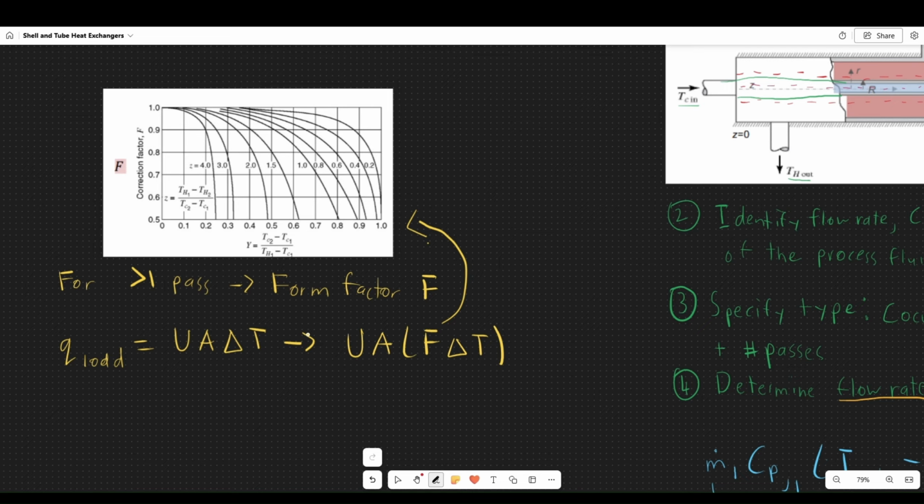And the way we read this graph is, okay, we have a certain y that we calculated, and these are the different z's. So this is z equals 4, this is z equals 2, and all the way down to z equals 0.2. And you can read this graph, let's say that we have a y of 0.5 and a z of 1.5, right? So we go here to 0.5, we go across, this is the curve for 1.5. And so we go over and our form factor is 0.8. So then we can plug in 0.8, and this takes into account if we have multiple passes so that we can finally calculate this area.